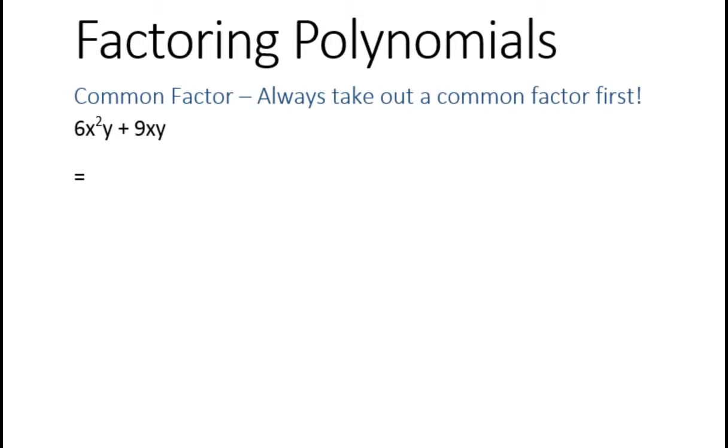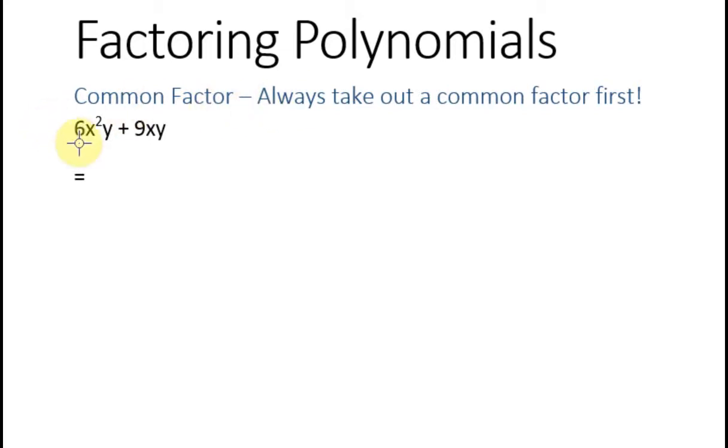When we're factoring polynomials, you always take out a common factor first. If it's a very big polynomial, that helps to simplify it, it makes it easier, and you already have it partially factored. So for this polynomial, 6x squared times y plus 9 times x times y, or we can say for the last term 9xy, we want to try to figure out what the greatest common factor is.